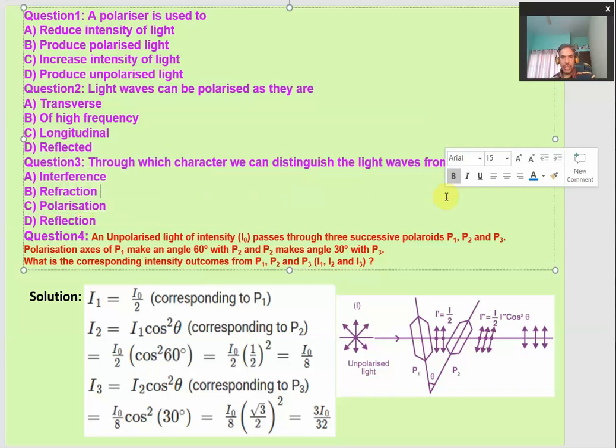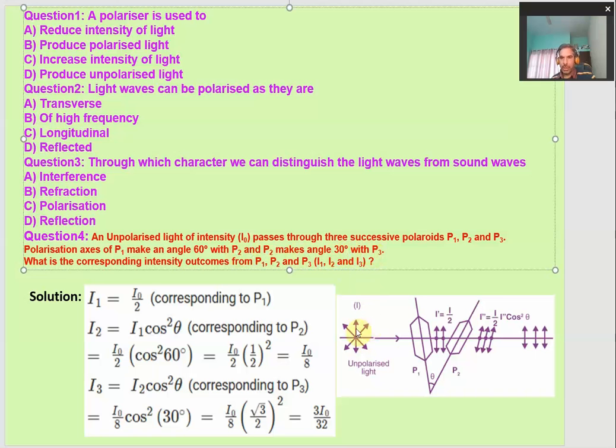We can also take a numerical question. There is unpolarized light of intensity I naught. It passes through 3 successive polaroids, P1, P2 and P3. The situation is something like this. The polarization axis of P1, also called the optic axis of P1, makes an angle of 60 degrees with P2, and P2 makes an angle of 60 degrees with P3. So this is the situation.